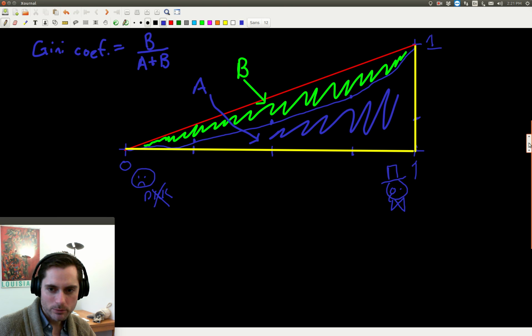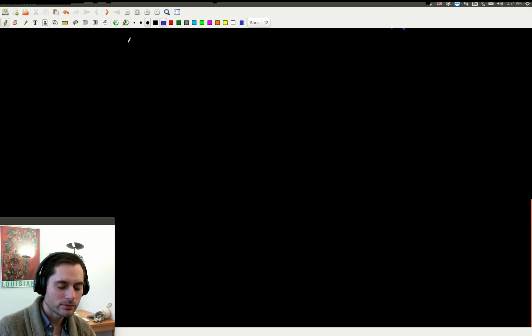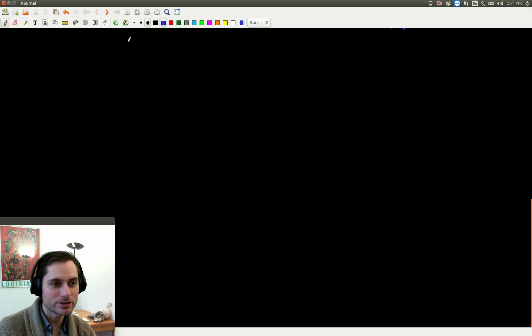Okay, so I've got one more thing I want to talk about. We can also write down the mathematical expression for the Lorenz curve. The reason I think it's useful to do that is to think a little bit about what the Lorenz curve really means. So let's just draw one more, just to have something up here to look at.